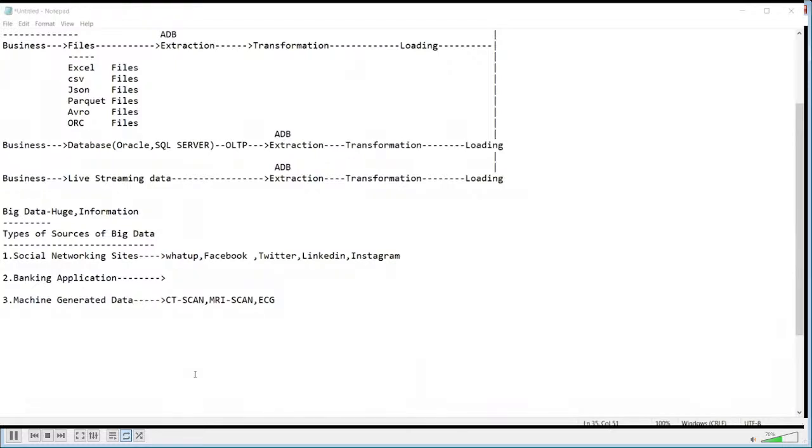So now, can you see here? This is nothing but some machine generated data. After that, the fourth one we can consider here is called IoT sensors, Internet of Things. We get the data from sensors.